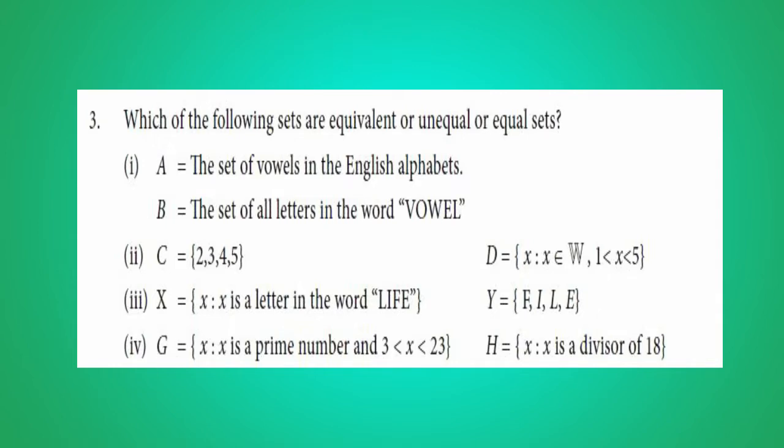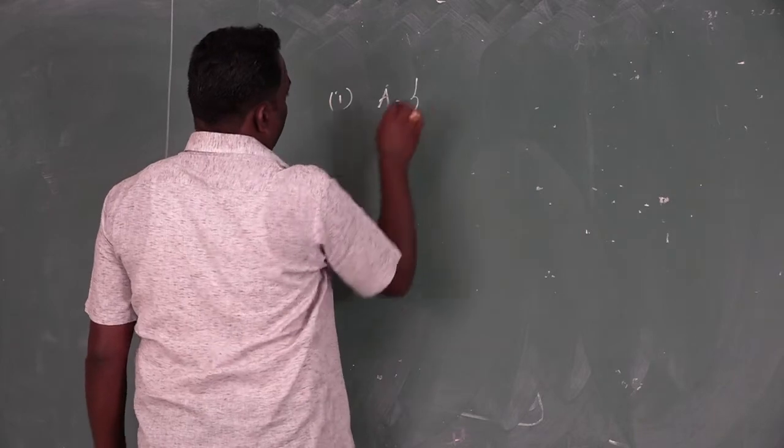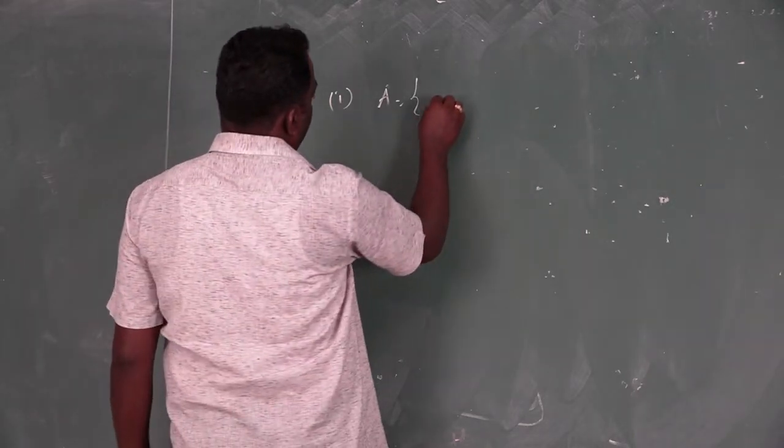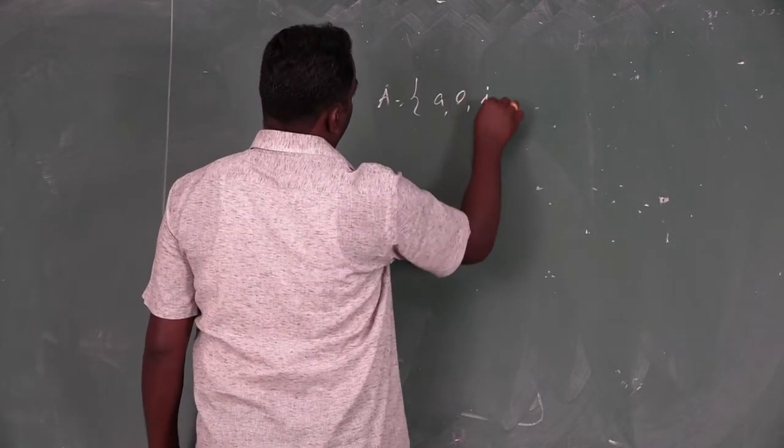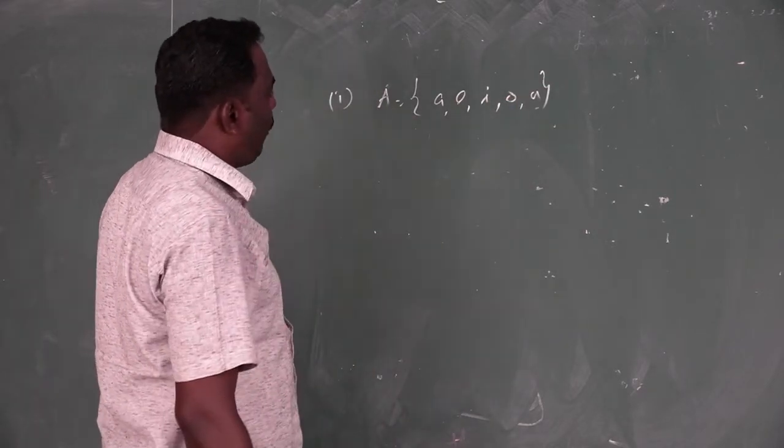The set of all vowels of the English alphabet. Therefore, set A contains the elements of the English alphabet: A, E, I, O, U. So the number of elements is 5.